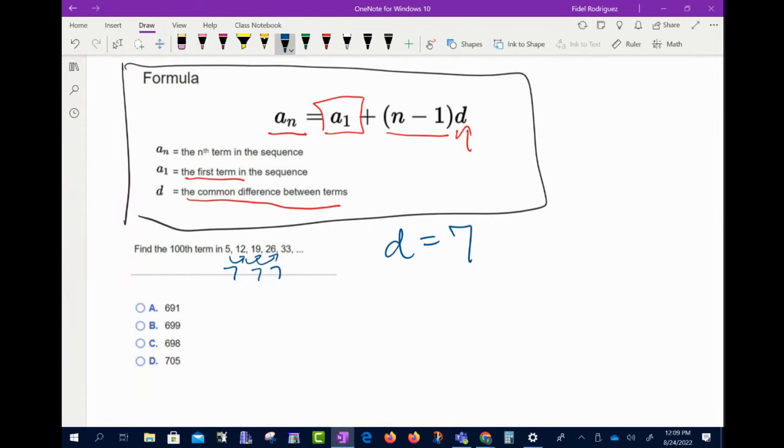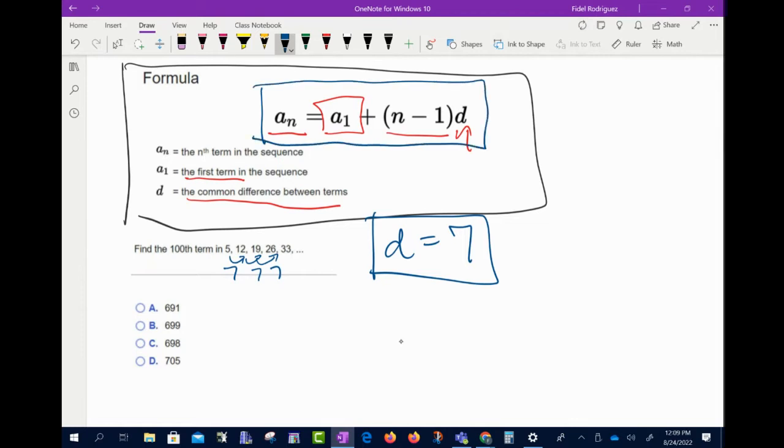So what we're going to do now is use this value so that we can write out our formula. Look, AN is equal to A1. A1 is the first number in the sequence. What's the first number in our sequence? 5, right? So we're going to put 5 plus N minus 1. That part is always going to be the same. It's always going to be N minus 1 times whatever our value for D is. And in this case, we said our value of D was 7.